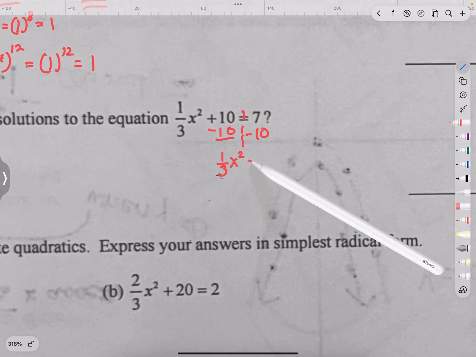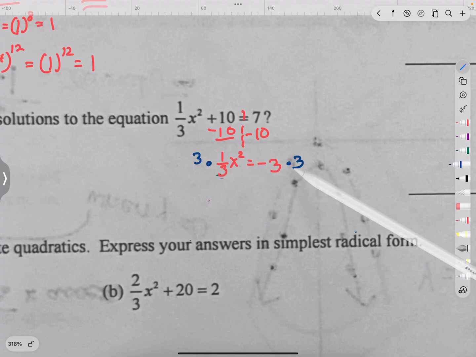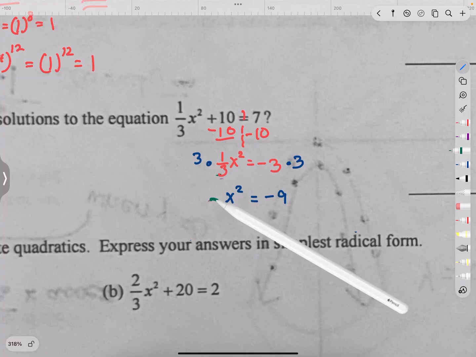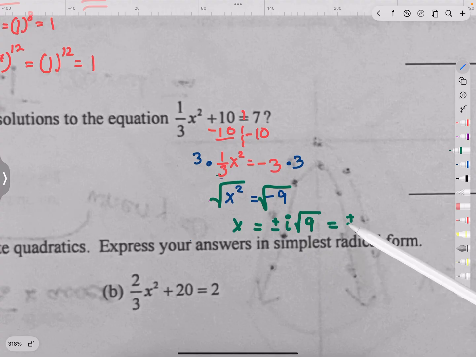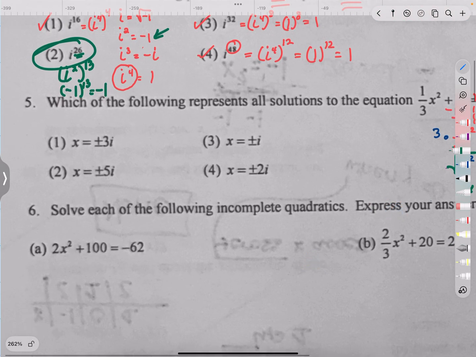1/3 x squared equals -3. I'd get rid of the fraction by multiplying both sides times 3. And then I would square root both sides. And instead of having a 6 over there, I got a plus or minus i because I poke out the negative, -1, make it an i over 9, or root 9. But root 9's a 3, so it's i times 3 or 3 times i. There we go. Now we're going to get one of those things.